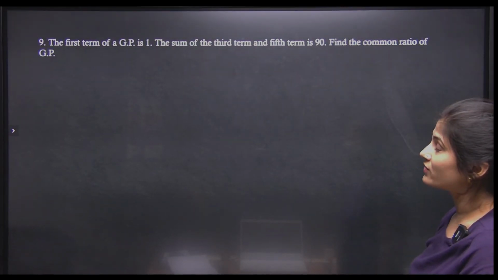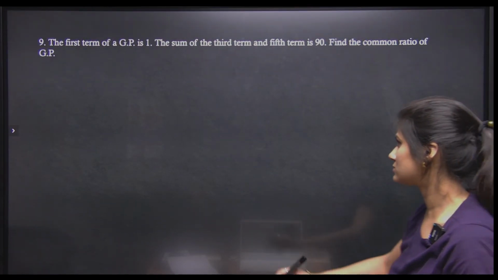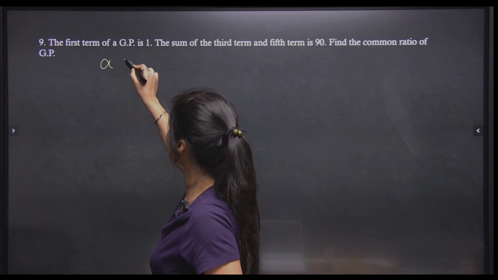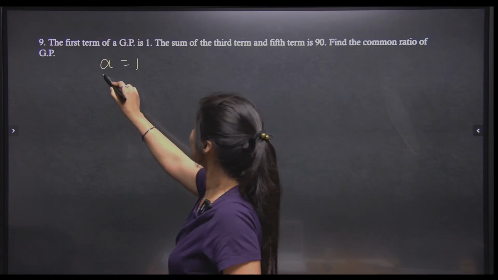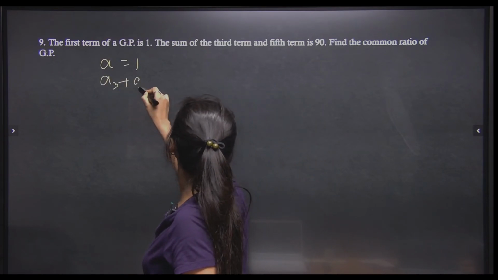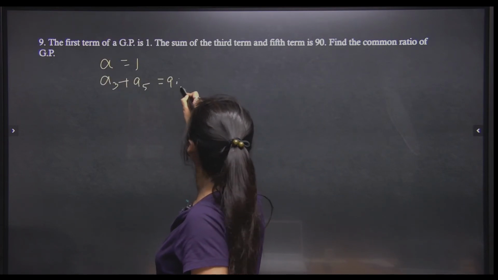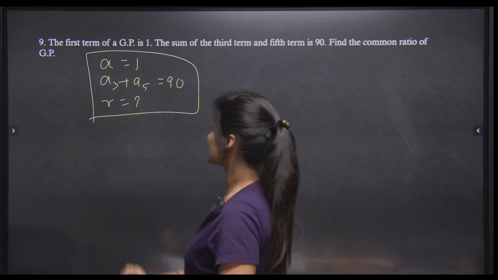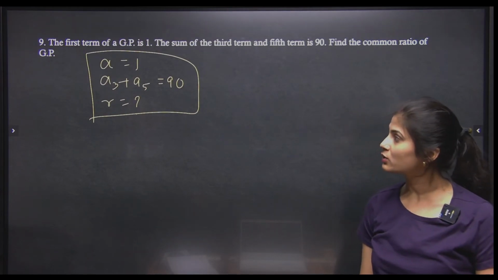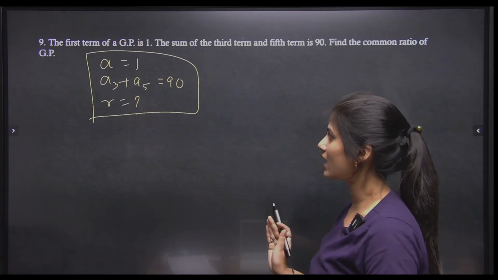The question says the first term of a GP is 1. The sum of the third term and fifth term is 90. Find the common ratio of the GP. This is the data given in question number 9. So in question number 9 we have A.